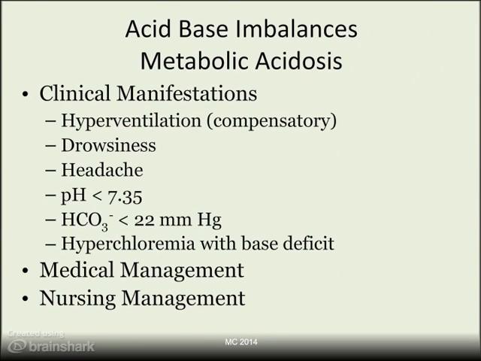So metabolic acidosis, you'll see that in patients who maybe have diabetic ketoacidosis or a buildup of lactic acid. What you'll see happen is that automatically, almost instantly, the patient will begin to hyperventilate, and that's because the respiratory system can compensate much more quickly than the kidneys can. They will become drowsy, may complain of a headache. We see the values for metabolic acidosis: pH less than 7.35, bicarb less than 22. You'll see it in patients who have hyperchloremia with a base deficit.